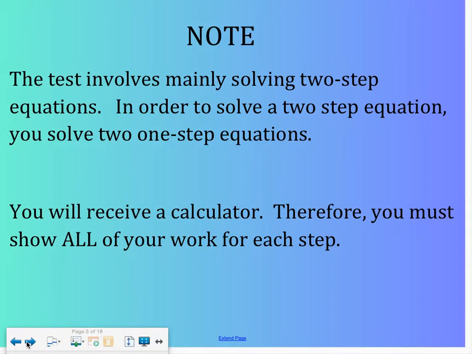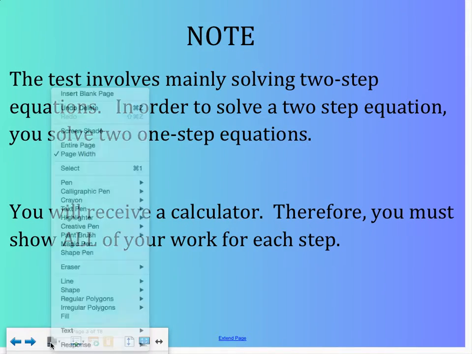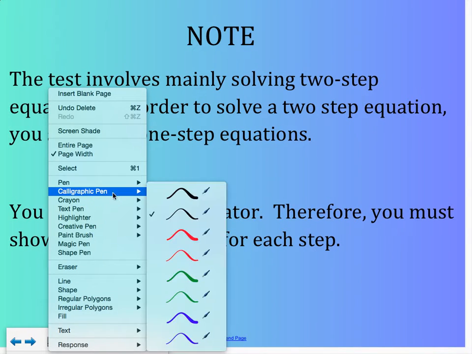A note: this test involves mainly solving two-step equations. In order to solve a two-step equation, you essentially solve two one-step equations. You will receive a calculator, therefore you have to show all of your work for every step. You need to show what you're doing for both sides each step.